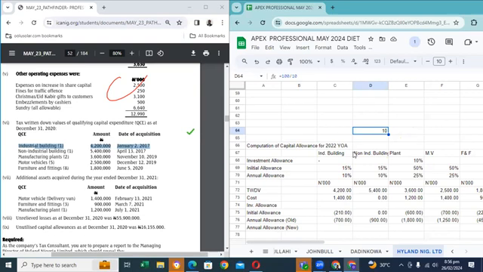Sir, please come again. I missed how you got that 10. So you do 100 divided by the annual allowance rate. 100 divided by the annual allowance rate will give you the number of years an asset is supposed to use. So as I was saying, the asset is supposed to use 10 years, right? We agree it's supposed to use 10 years.